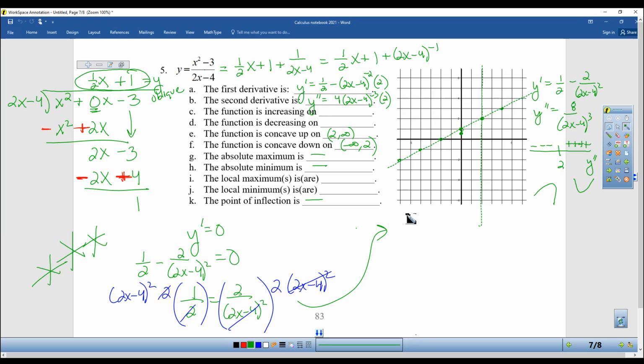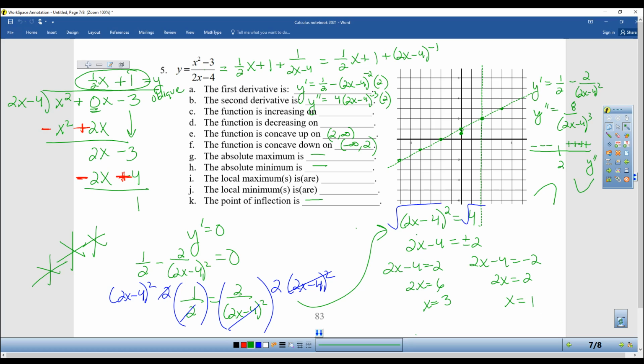This gives me (2x minus 4) squared is equal to 4. I take the square root of both sides, and I get 2x minus 4 is equal to plus or minus 2. So if it helps you, you can do it separately. You don't have to be a hero. 2x minus 4 is equal to negative 2. So 2x is equal to 6, x is equal to 3, or 2x is equal to 2, x is equal to 1.